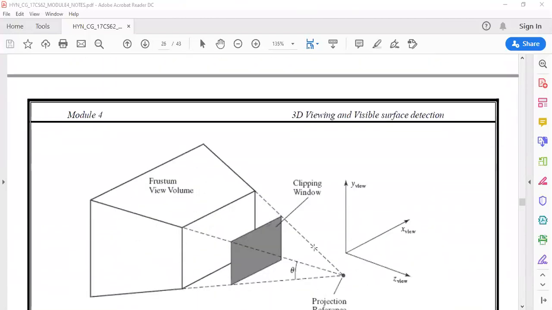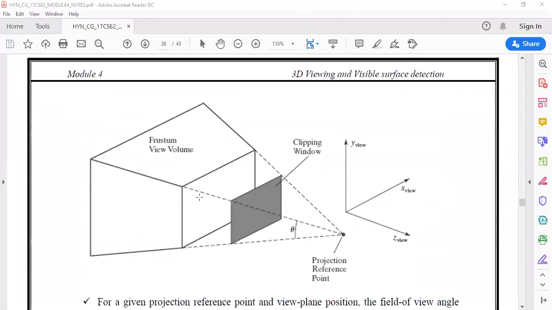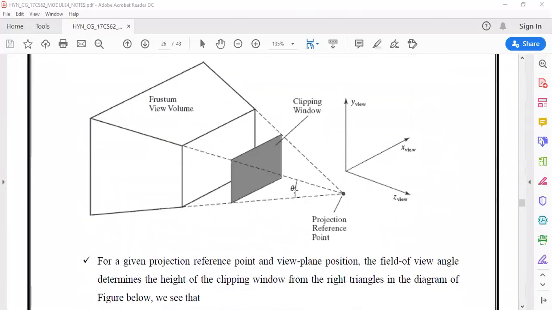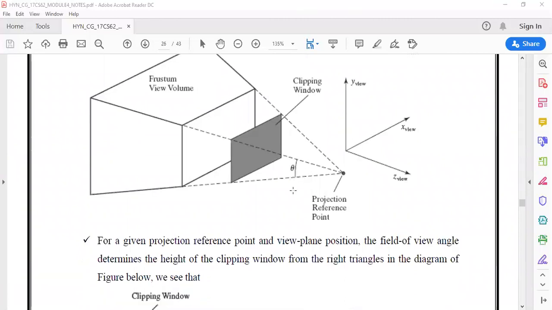You can see here we have specified the angle. This angle theta is called the field of view angle. Here I have my clipping window, and this is my frustum view volume. Whenever it is directly perpendicular, my frustum becomes symmetrical, and this particular angle is the field of view angle. For a given projection reference point and view plane position, the field of view angle determines the height of the clipping window.